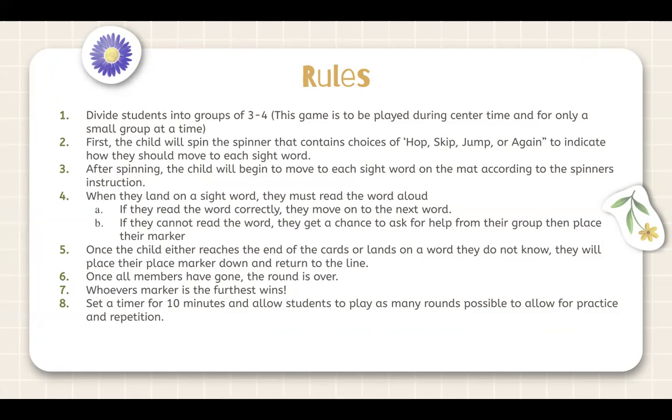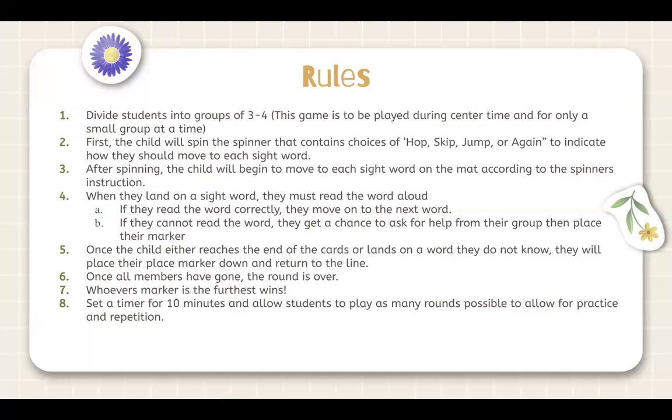After the child spins, and depending on where the arrow lands, they will begin to move to each sight word on the mat according to the spinner's instruction. When they land on a sight word, they must read the word aloud. If they read the word correctly, then they can move on to the next word. However, if they are not able to read the word, then they can request help from their group.